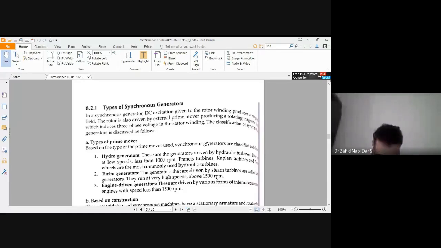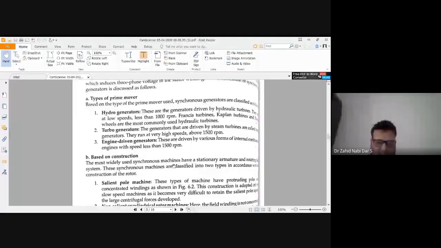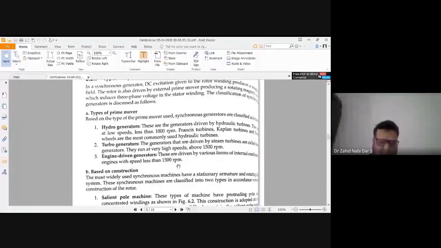You explain what a synchronous generator is, and the difference between them in terms of length and other things. One more thing: this was based upon the type of prime mover, and now we look at the classification based upon the construction.